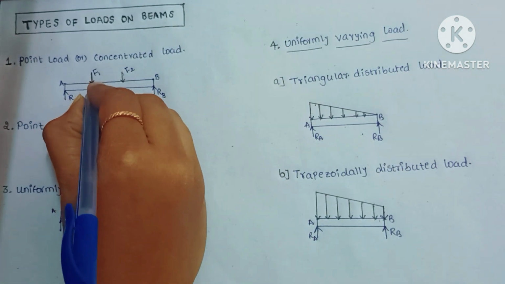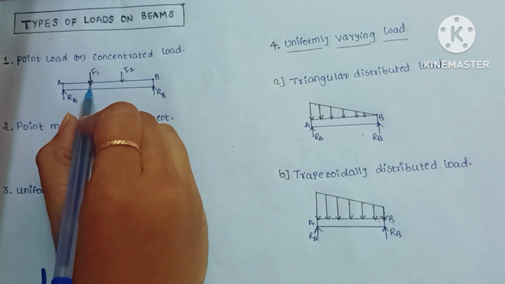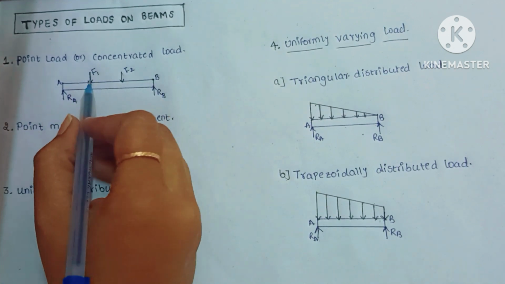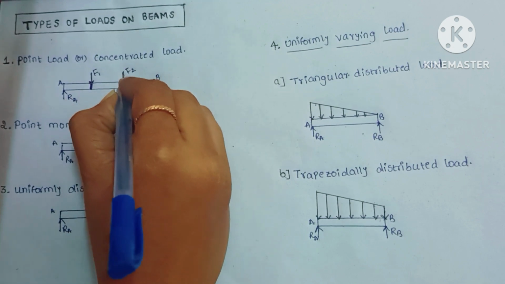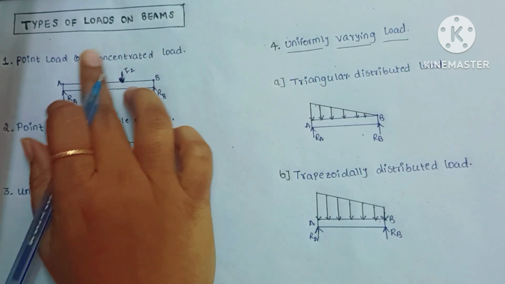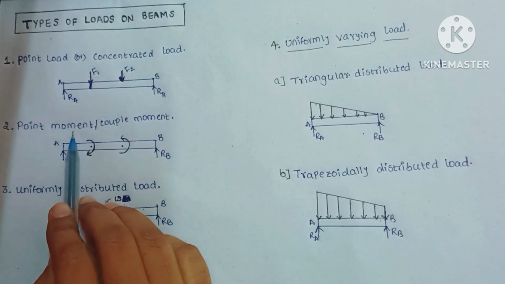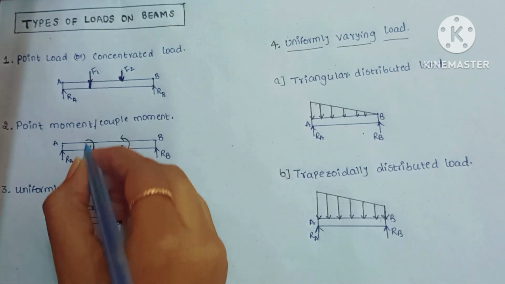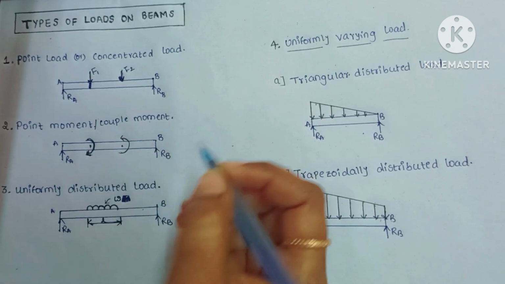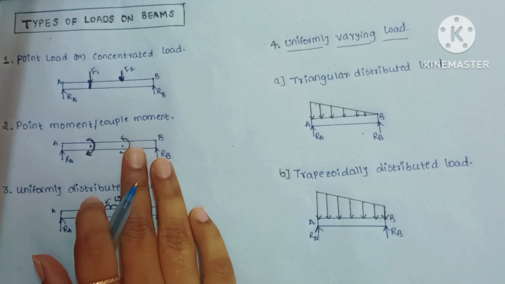These point loads also act on some area, but this area is very small compared to the big volume, so it can be treated as a point load and indicated at one particular point. The next one is point moment or couple moment. That means if the moment is acting at one particular point, then it is called couple moment. We will see how to solve this type of problems while solving the problems.